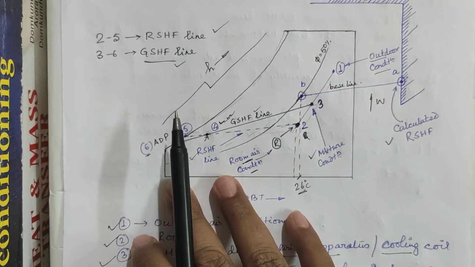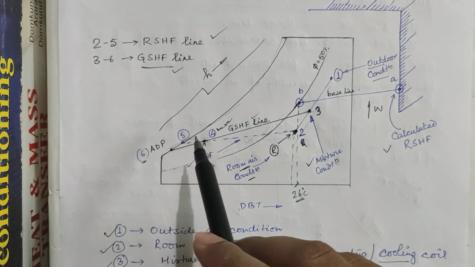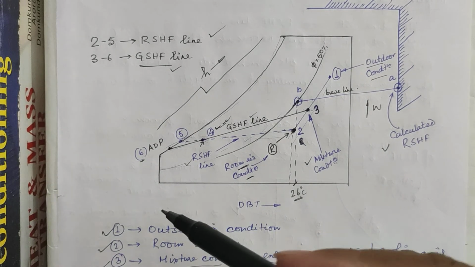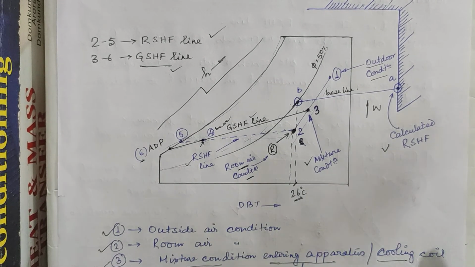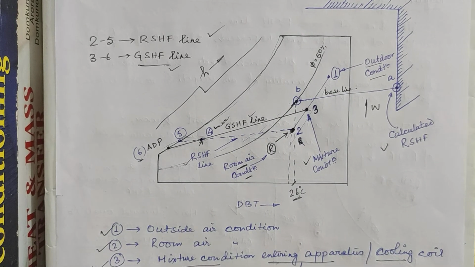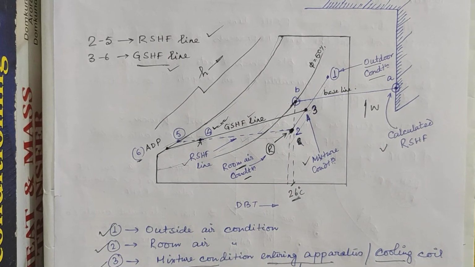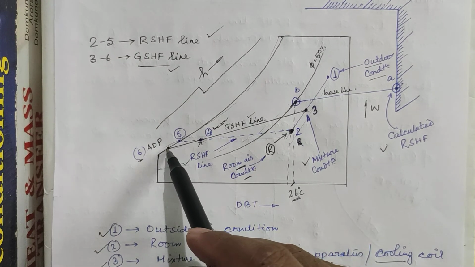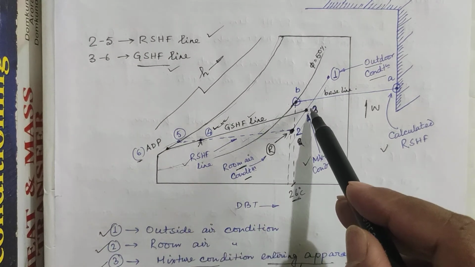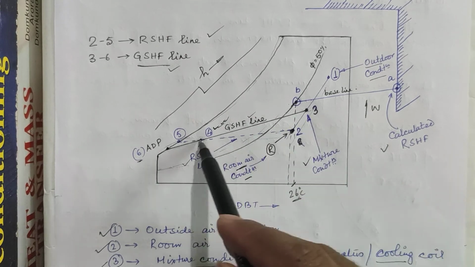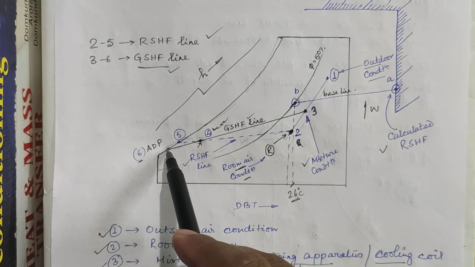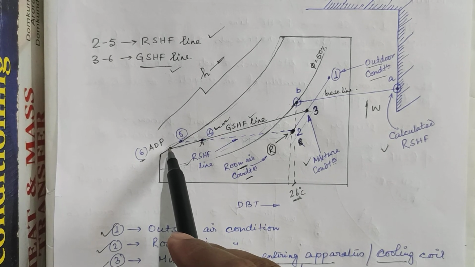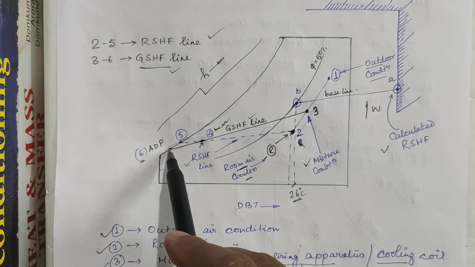When the GSHF, that is grand sensible heat factor, is known, RSHF is known, as well as mixture condition entering the coil is also known. And here this point 6, that is the extended portion of this GSHF line, will cut this 100% saturation line at a point. Just like the previous case, that is room sensible heat factor case, this point will also denote the apparatus dew point.